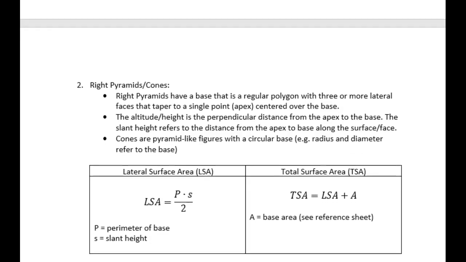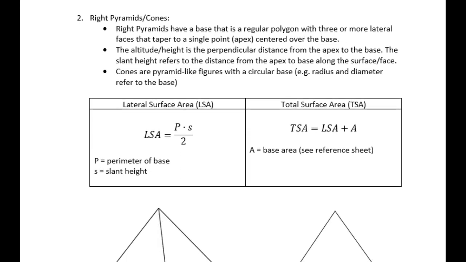The other shapes we're going to look at are right pyramids and cones. A right pyramid has a base that is a polygon, but we no longer have that throughout the whole shape. We have 3 or more lateral faces that taper to a single point, or apex, centered over the base. The altitude, or height, is the perpendicular distance down, and we also have what's called a slant height along the lateral surface. Cones are very similar, except they have a circular base.